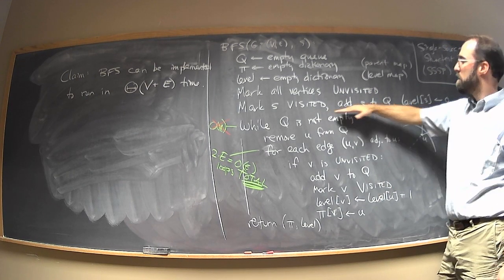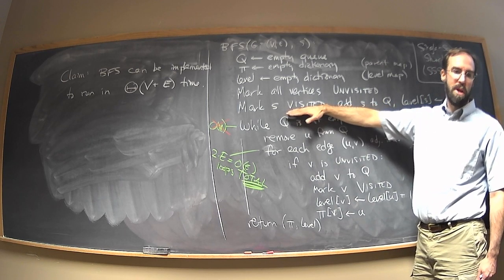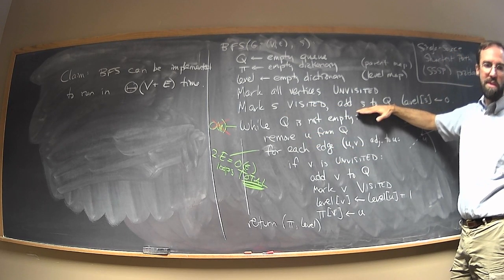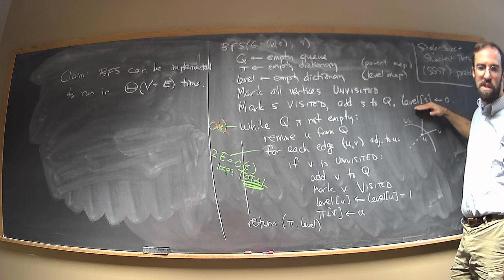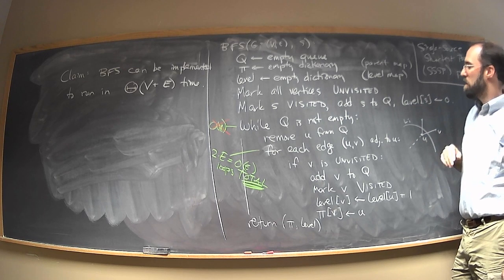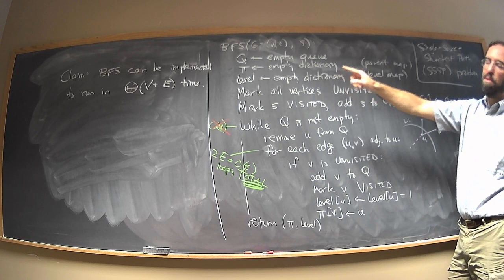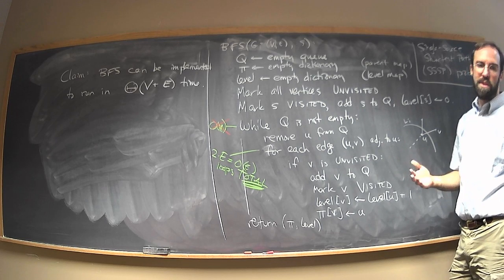This stuff all takes constant time. However we represent visited and unvisited, we're going to be able to update it in constant time. Adding something to a queue, we're assuming that we can implement queue operations in constant time, which we can. And we're also assuming that we can implement our dictionary operations in constant time, so we're using some kind of hash table based thing. That's why I stated the claim as can be implemented to run in this time. It doesn't really make sense to say BFS takes this amount of time. It depends on how you implement it and what data structures you choose.